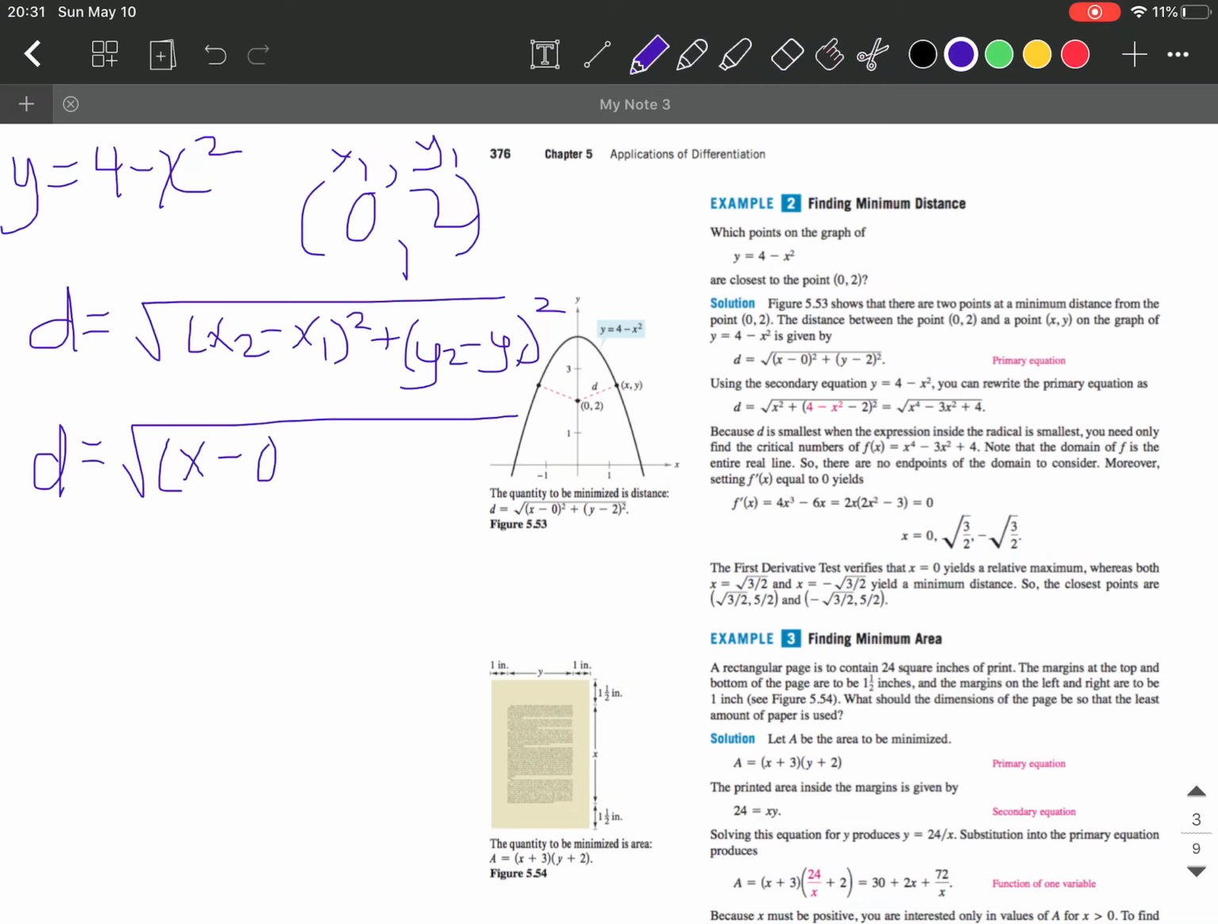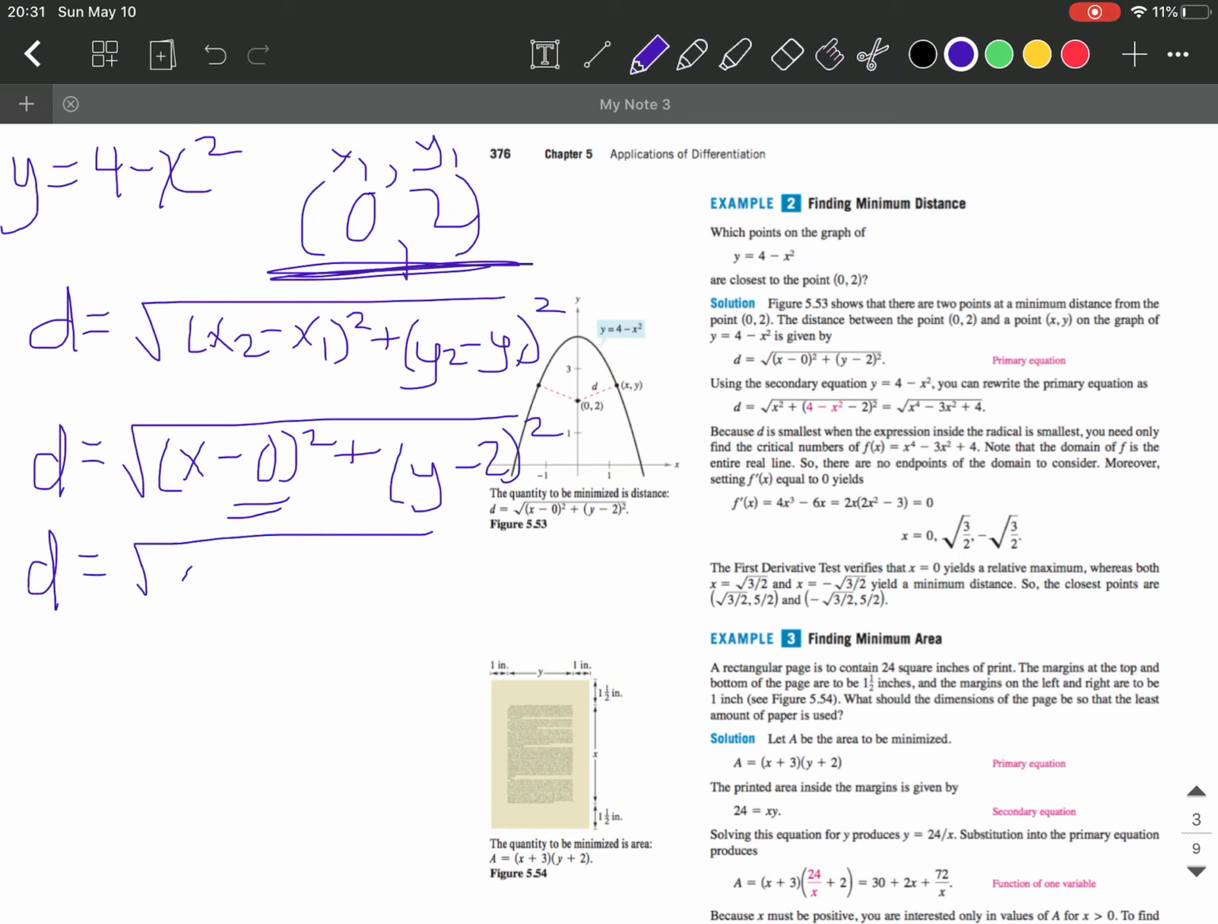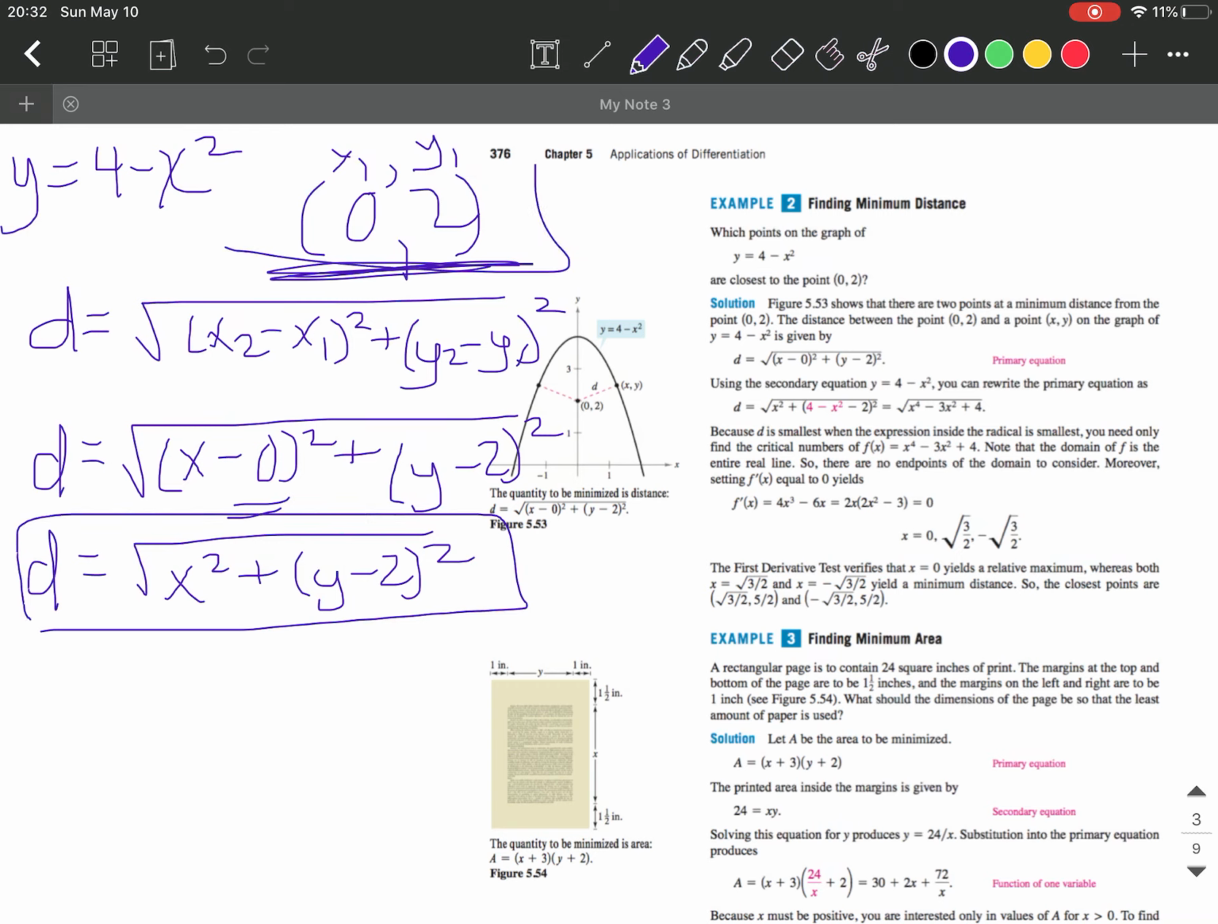(x minus 0) squared, I'm substituting the point for x1 and y1, plus (y minus 2) squared. Okay? And this looks like x squared plus (y minus 2) squared. So that is the distance formula written for this specific point. Now, I have 2 variables, and I can't have that. I need to solve for one of them. That is the reason why they give me the other relationship of the function, because that's the relationship where that point will fall. So I already have y alone here, so it's not that bad.